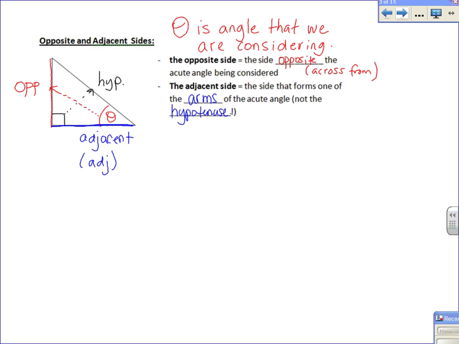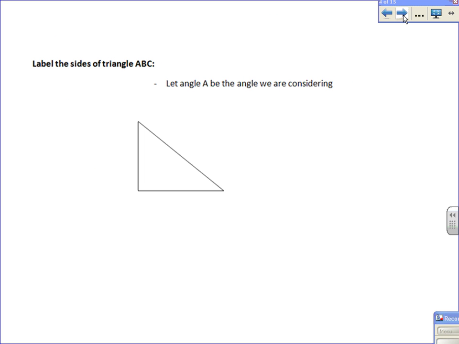Excellent. This is the first step for every single type of question that we will deal with in trigonometry. The first step is to label the sides of your triangle. Let's do another example. Let's label the sides of this triangle. I want to tell you that this is triangle ABC, and it looks like this. This is A, this is B, and this is point C. Here's your right triangle, right here.